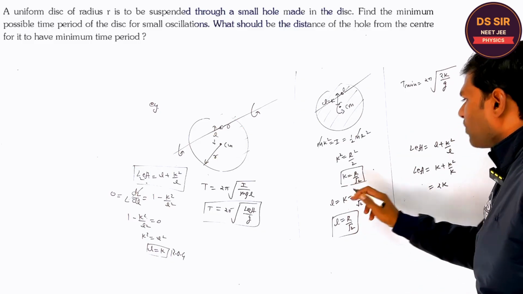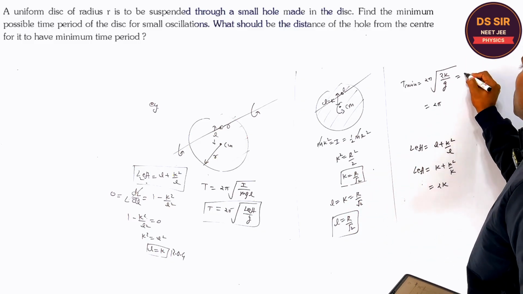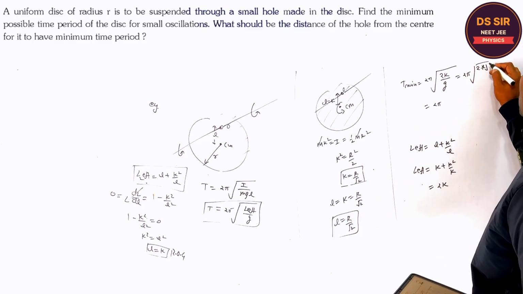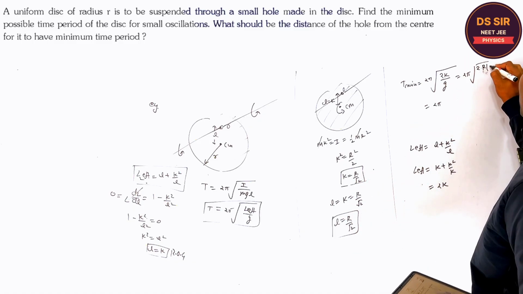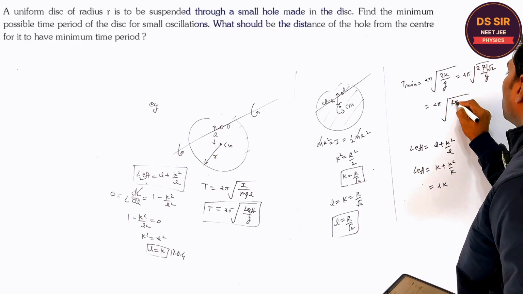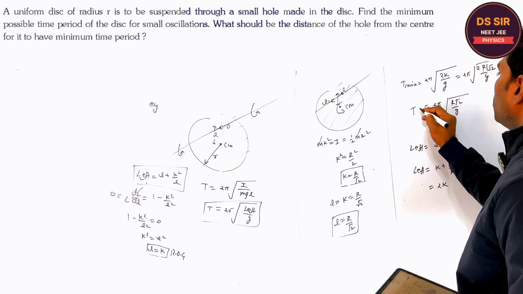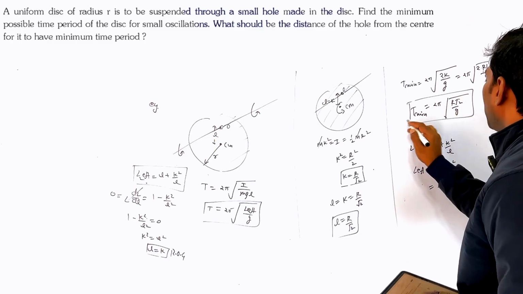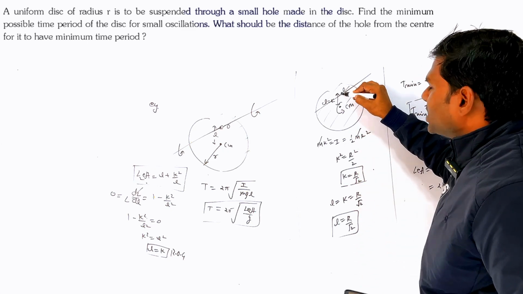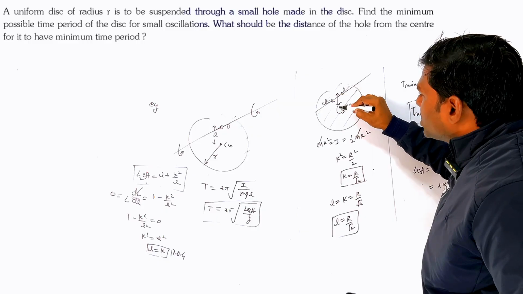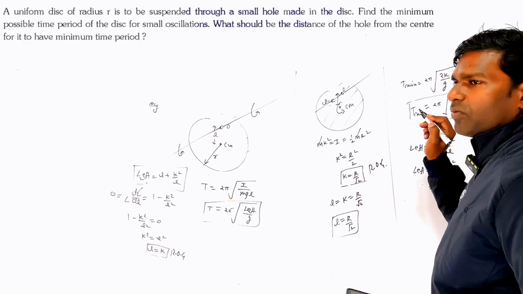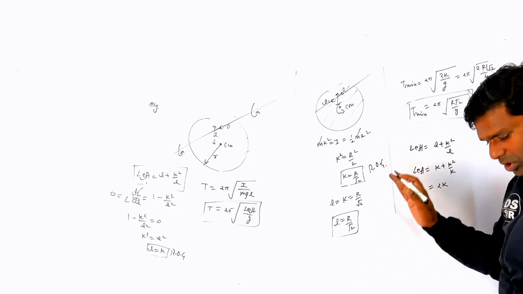Where K is the radius of gyration. In this case, it is equal to what? You tell. K value is R by root 2. This is 2 pi root 2 times R by root 2 upon G, which is equal to 2 pi root R root 2 upon G. Is it clear or not? So this is the minimum time period of the oscillation, when the point of suspension is at distance L is equal to K, the radius of gyration about the center of mass, right? So this is the question. Copy this.